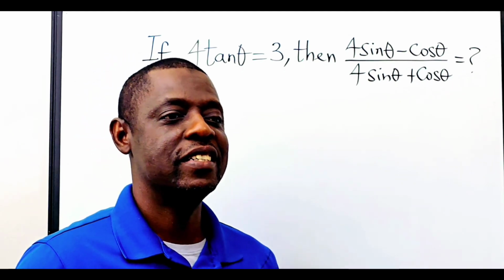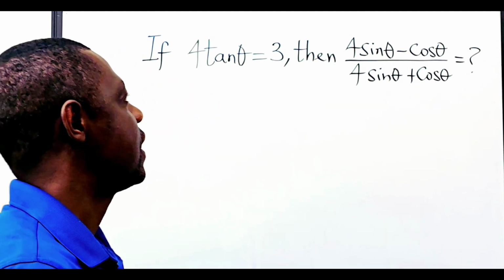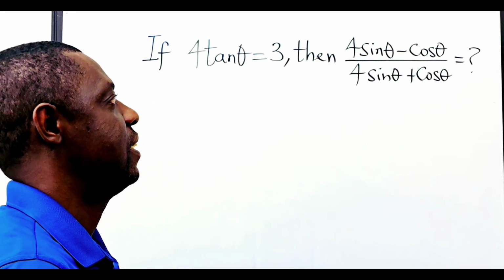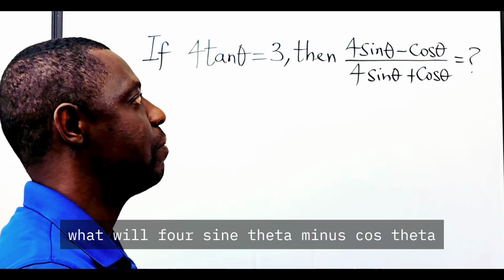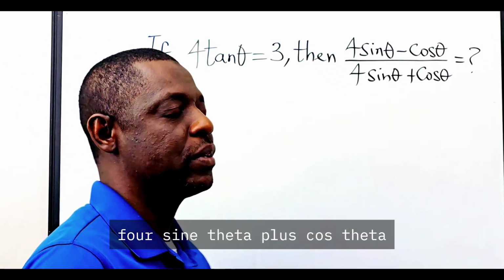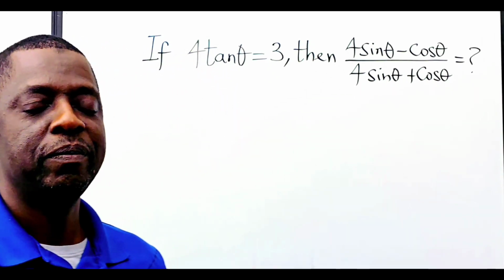Today we are asked to solve this question. If 4 tan theta equals 3, then what will (4 sin theta minus cos theta) over (4 sin theta plus cos theta) be?